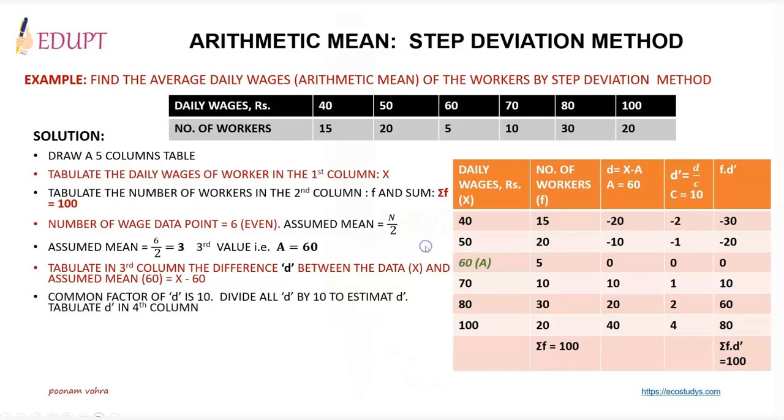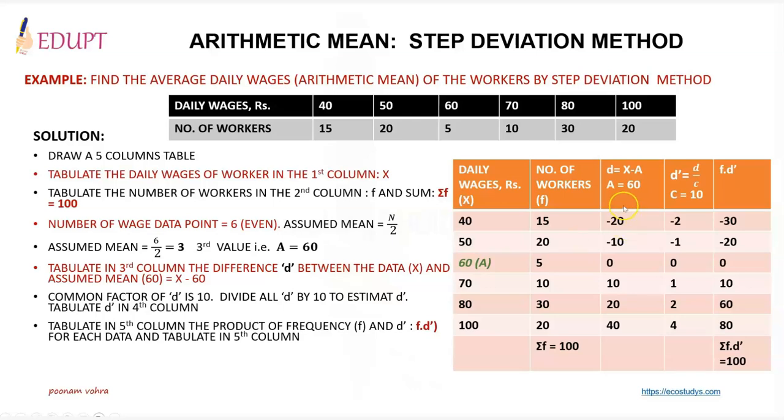Then further, you need to find deviation dash by finding the common factor. Here common factor is 10. So divide each value of deviation by 10. And we get minus 2, minus 1, 0, 1, 2, and 4.